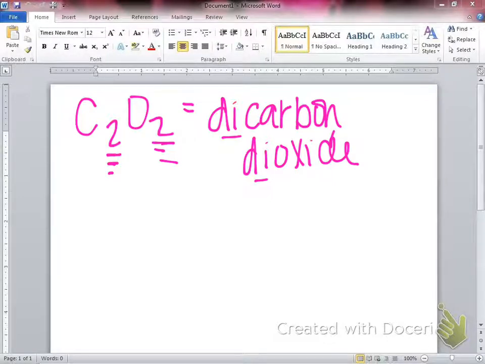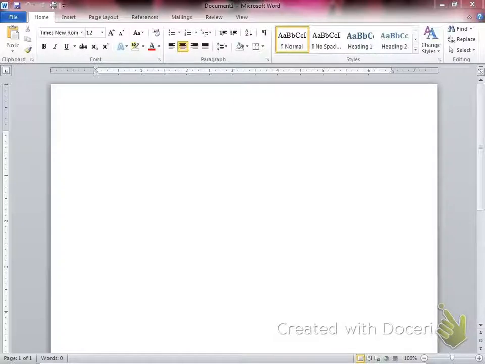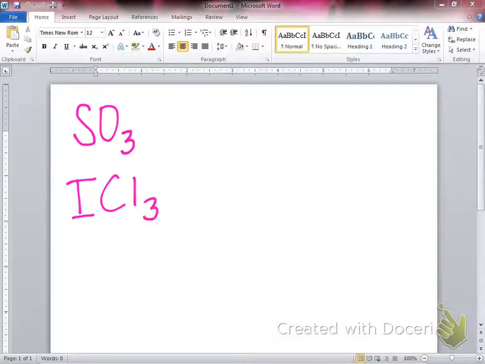Okay. Any questions? Let's name a few more. So I want you to give me the name of this molecule. I'm going to give you a few here to practice on your own. Okay, let's try those 3.